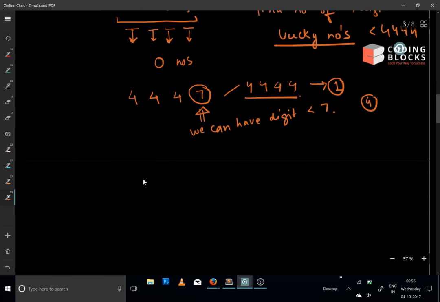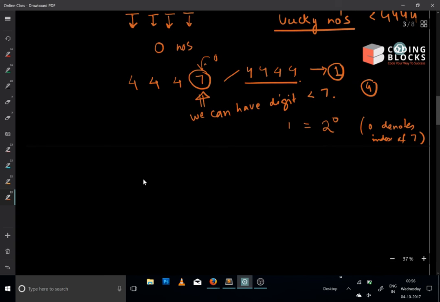So this 1 can be written as 2 raised to the power 0, where 0 is the index of the 7. So 0 denotes the index of the 7. Be careful, this is an important thing I am explaining here. So now we have moved 7 to another place. I want to figure out how many numbers are less than the current number. Now you know you can replace 7 with a 4. You can always do that.